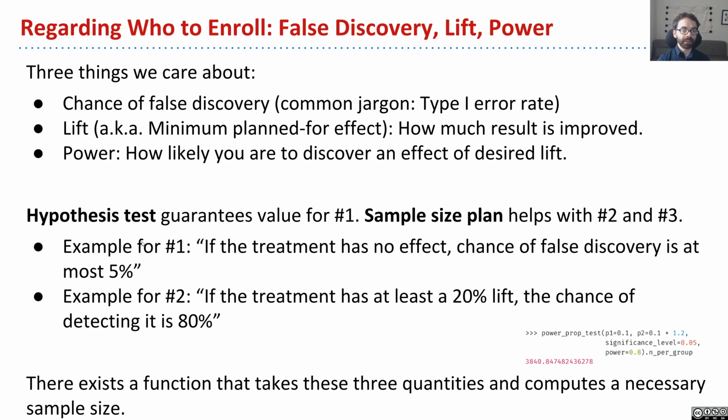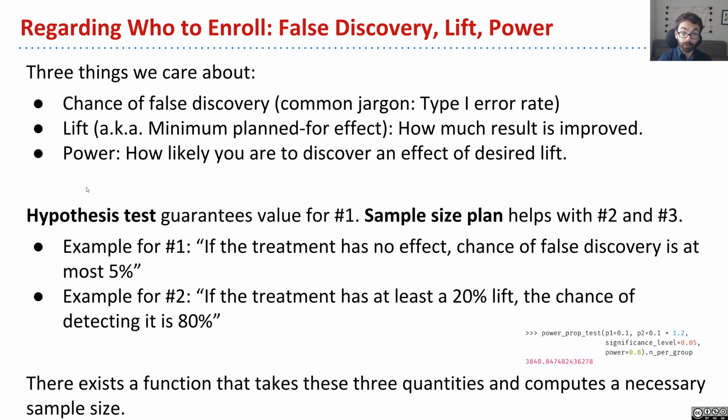And so he gives some examples. So let's say the treatment, the thing we're doing, whatever it is, telling mothers not to smoke, raising the prices. If the treatment has no effect, the chance of false discovery is at most 5%. That's what this is, the chance of false discovery part. I'll call this number 1. Hypothesis testing is how we do that, and we already know about this in this class.